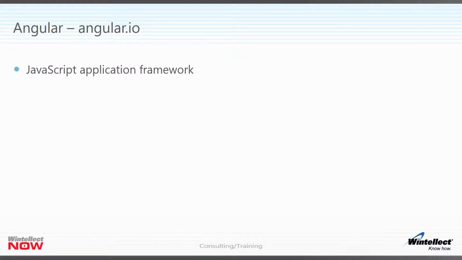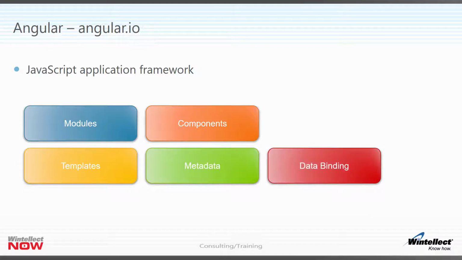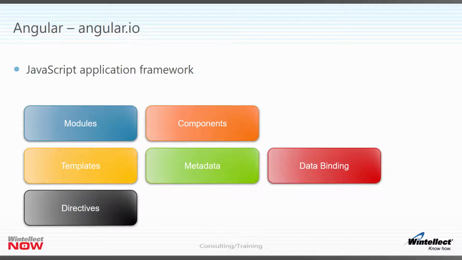So Angular, you can learn more about Angular at angular.io. We know Angular is a JavaScript application framework, and it's comprised of modules, components, templates, metadata. There's data binding features. There are directives, right? Directives are capabilities that allow us to swap out what looks like a tag with a set of functionality. And services. Services is a block of JavaScript code that's wrapped up into a function that we can use to communicate with a server or some other resource.